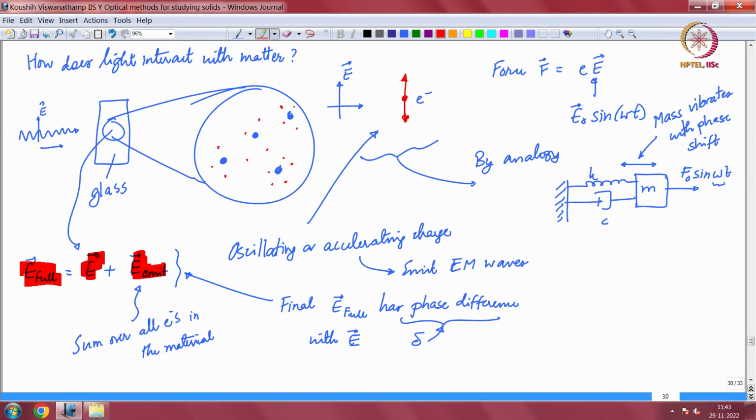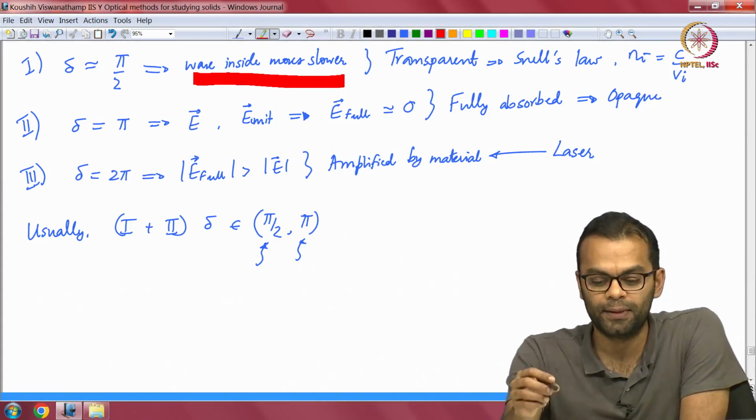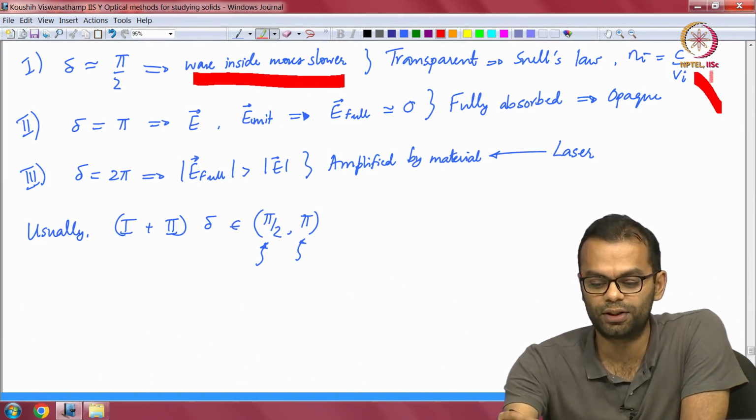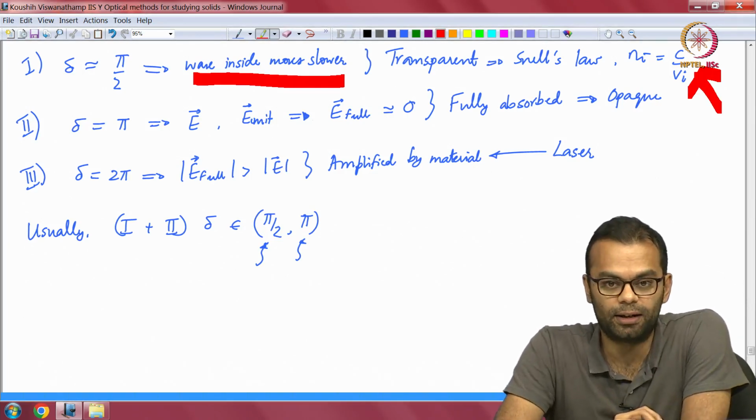Now, the final E full, we said, had a phase difference with E, and we call this delta. The value of delta determines how the material responds to a particular type of incoming electromagnetic wave. If delta was pi by 2, then the superimposed wave comprising those two components is slower than the incident wave. This is what happens typically in a transparent material like glass or transparent polymers, and it leads to Snell's law, as we will see very shortly, and you get the usual definition of the refractive index and so on. The second case was when delta was pi, then you had complete absorption.